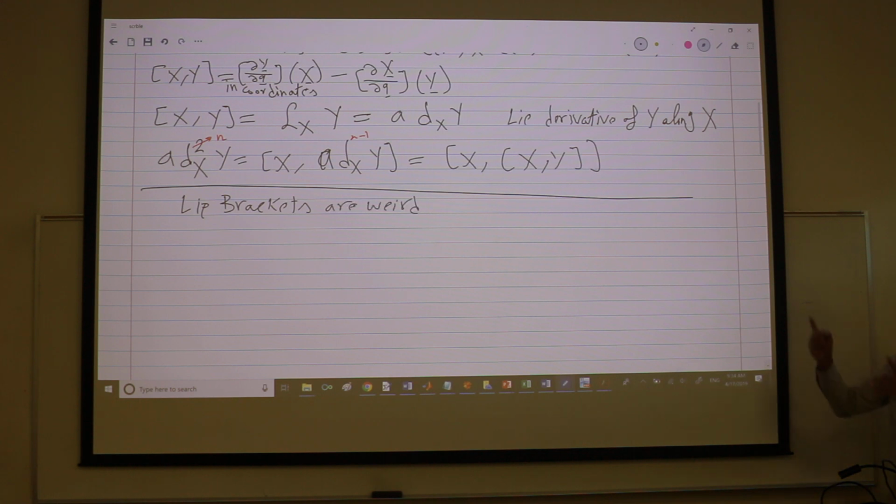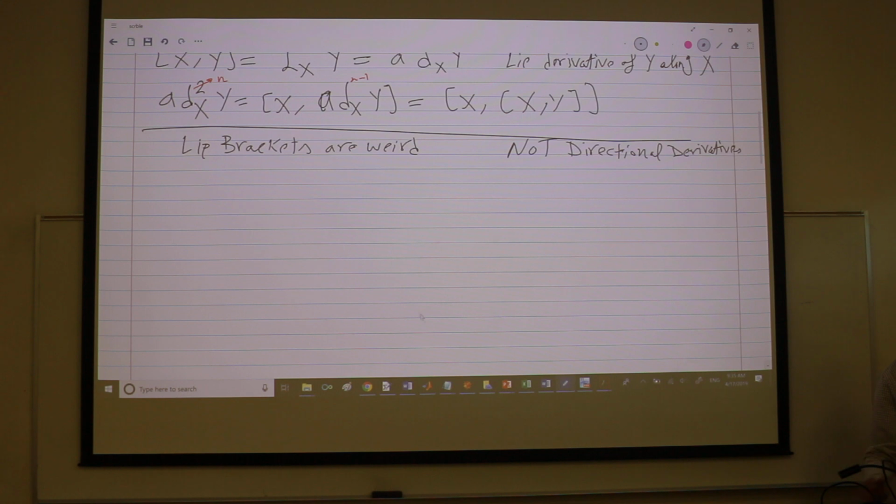Why? Because both vectors got to be differentiated, not only one. The directional derivative of y along x in Euclidean coordinates or in general, this is the derivative of y. Y is being differentiated, not x. In the Lie bracket, both are being differentiated. So Lie brackets are a little bit weird in the sense they are not directional derivatives, and we'll talk about that later on more when we come to connections and how to do directional derivatives in differential geometry. I'll give you a little bit of a glimpse here on that topic.